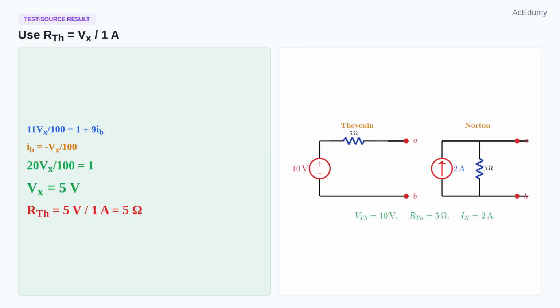Substitute IB equals negative Vx over 100 into the test source equation. The dependent source term becomes plus 9Vx over 100, so the total is 20Vx over 100 equals 1. Therefore, Vx is 5 volts. Since the test current is 1 ampere, R Thevenin equals Vx over 1 ampere, which is again 5 ohms. The Norton current is V Thevenin over R Thevenin, equal to 10 over 5, or 2 amperes.